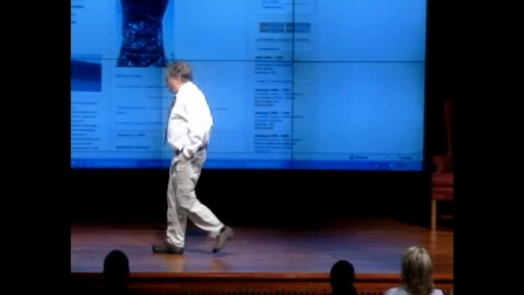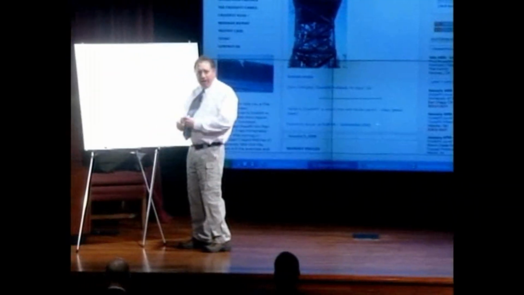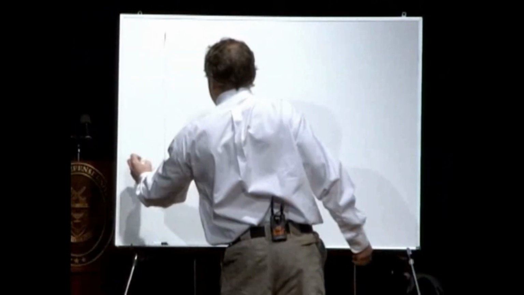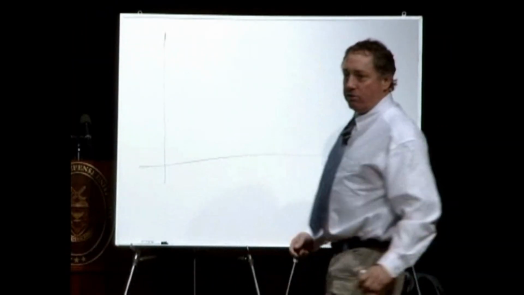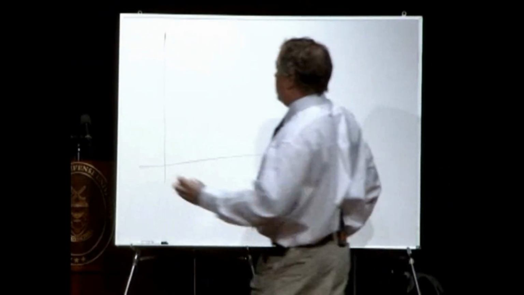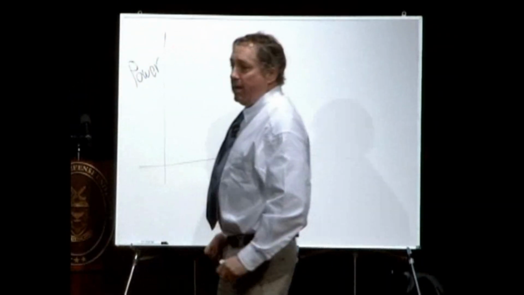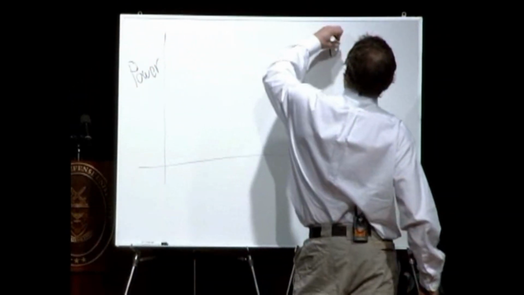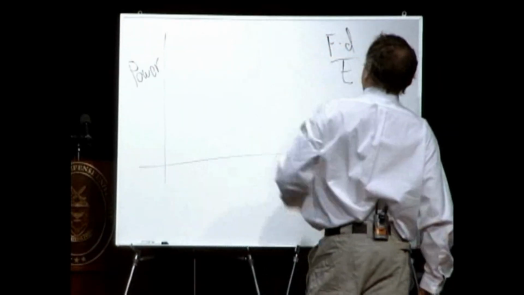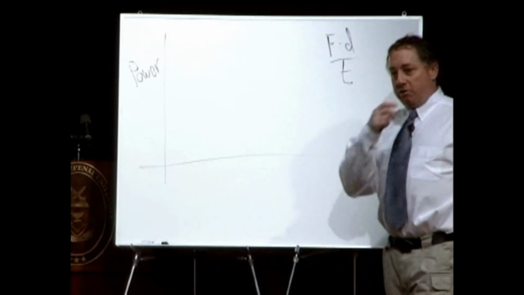We found that if we took a graph, and I hope you can see this. Can you even see that axis? It's a pretty simple idea. What we want to do is put power on this axis, power. And what that is, it's work divided by time. Force times distance divided by time. That's very important. Force times distance divided by time.